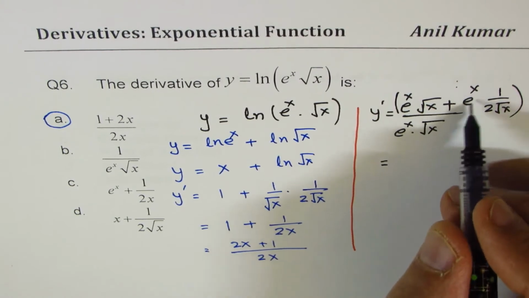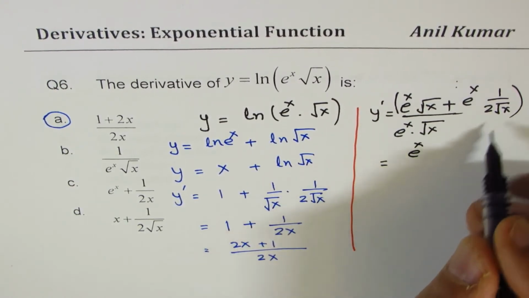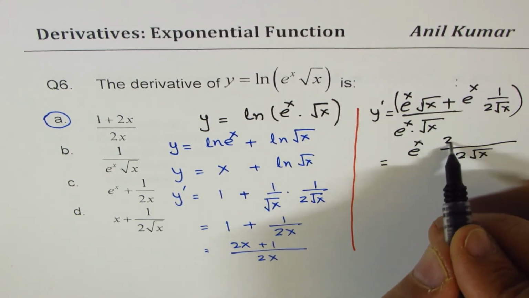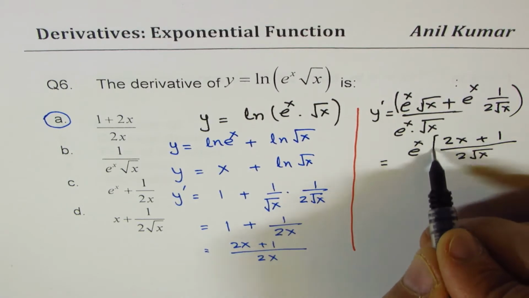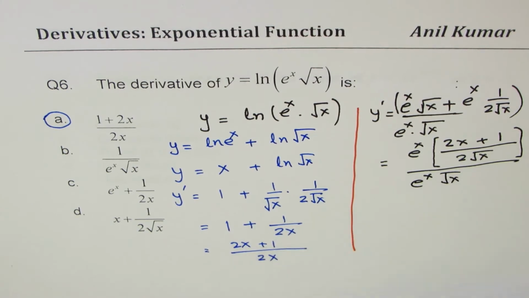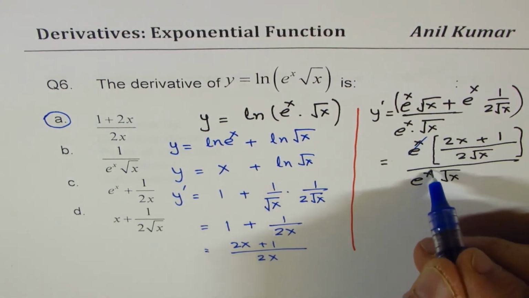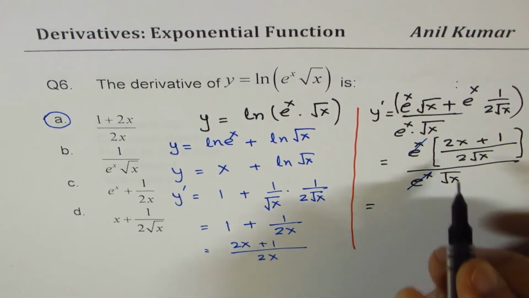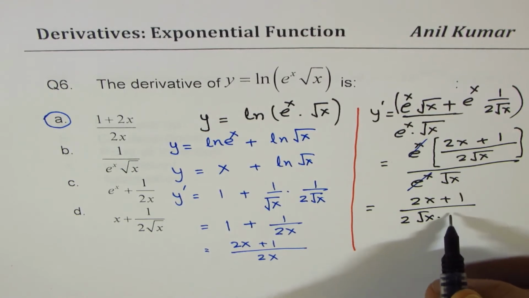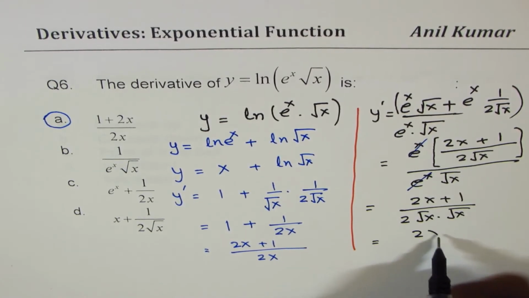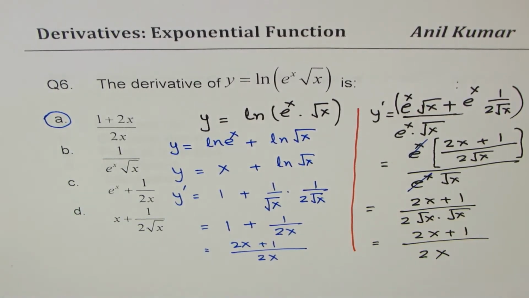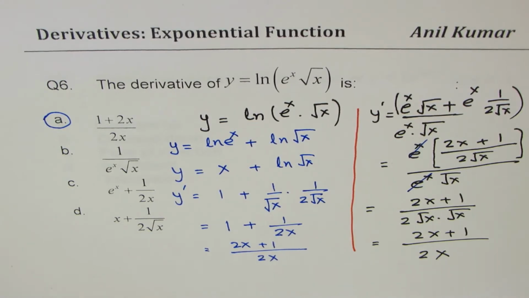Perfect. So you could write this as e to the power of x is common, correct? Take common denominator of 2 square root x, multiply this here, so you get 2x plus 1, correct? So that becomes the numerator divided by e to the power of x square root x. Now here e to the power of x, e to the power of x cancel. What you get here is 2x plus 1 divided by 2 square root x times square root x, which is same as 2x plus 1 over 2x, correct? So you get the same answer. So either way you do, you get the same answer.